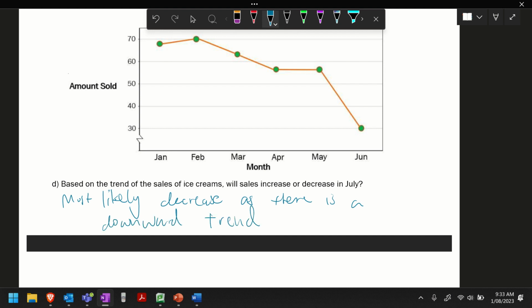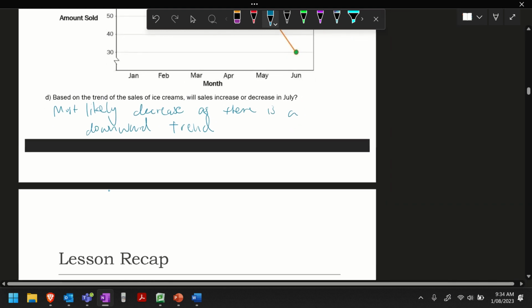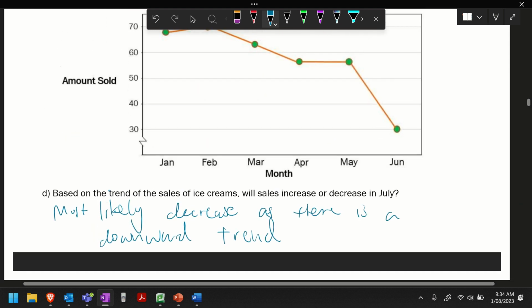Now, this isn't technically mathematical, but can I ask you guys, what other reasons do you think it will be a downward trend, or will the sales go down in July? Have a think. Yes, Colin. It's cold, good, because it's July in Australia, it's winter time. Not a lot of people are probably going to be buying ice cream then. So some of the textbook questions might ask you that. Why do you think this and that about the trend? And you have to provide a reason. I've seen it before in year 11 and year 12. Some of the questions are a bit weird like that, but you've got to think a little bit about the question in that way. Okay?